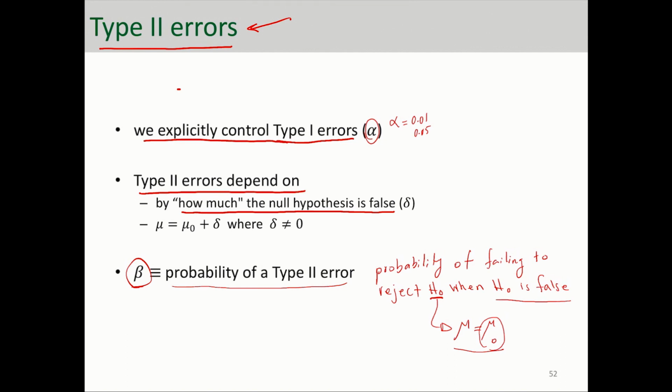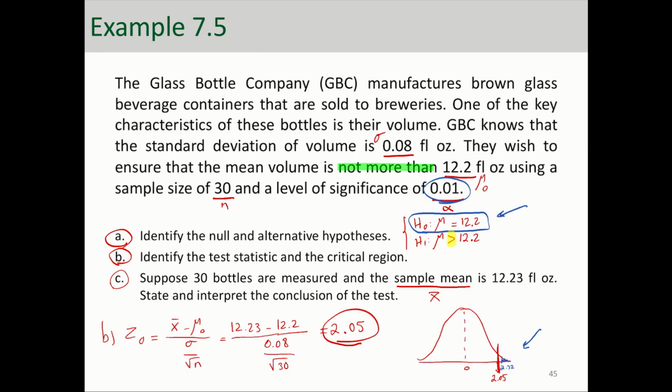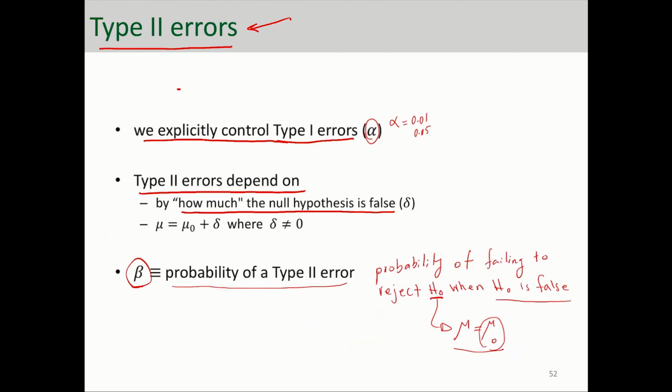In the previous example, the bottles in the bottle company, our test was on 12.2, right? And 12.2 is our hypothesized value. That is probably not the exact population mean. It is off, but how much is off, right? And that is a very critical point in calculating beta. So type 2 error depends on how much the null hypothesis is false, and we call it delta.